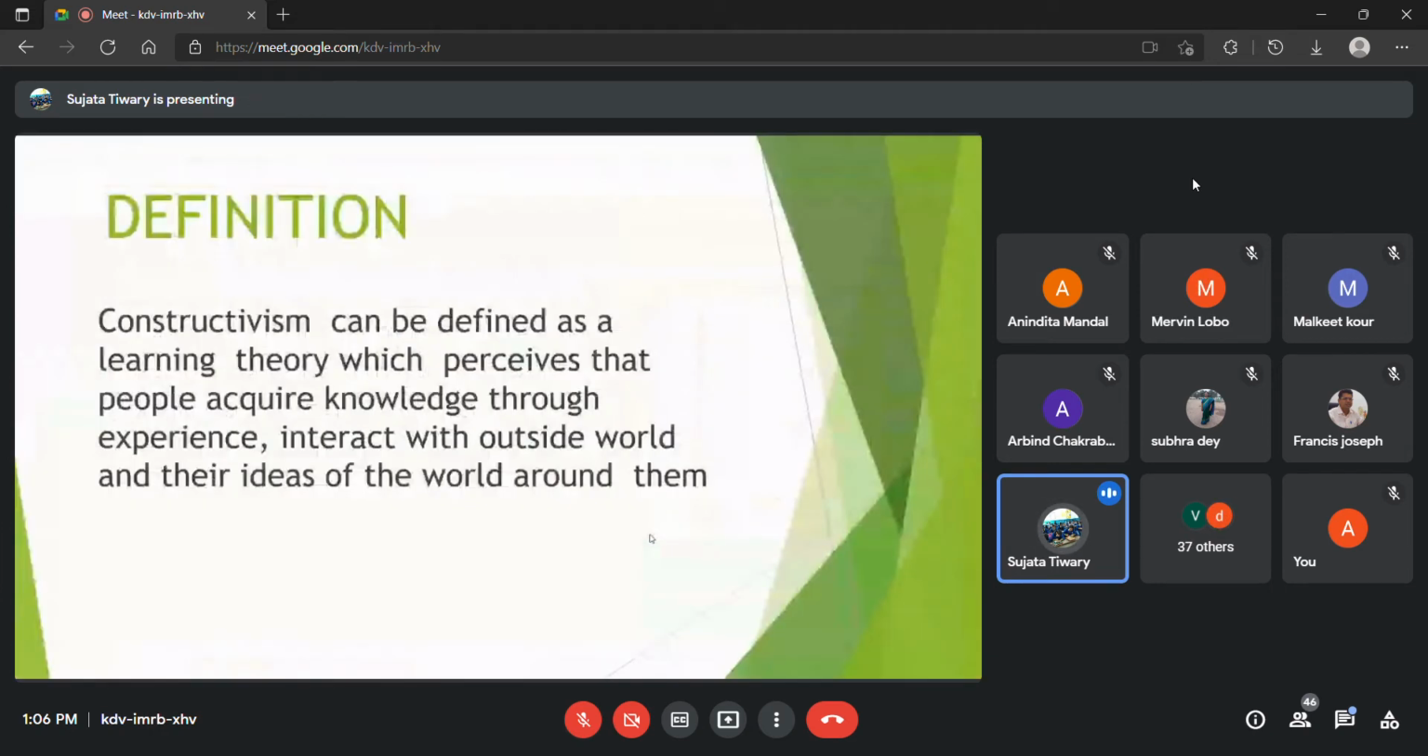Now, let's define constructivism. Constructivism can be defined as a learning theory which perceives that people acquire knowledge through experience. And what is this experience? Interacting with the outside world and their ideas of the world around them. And then they construct the knowledge.